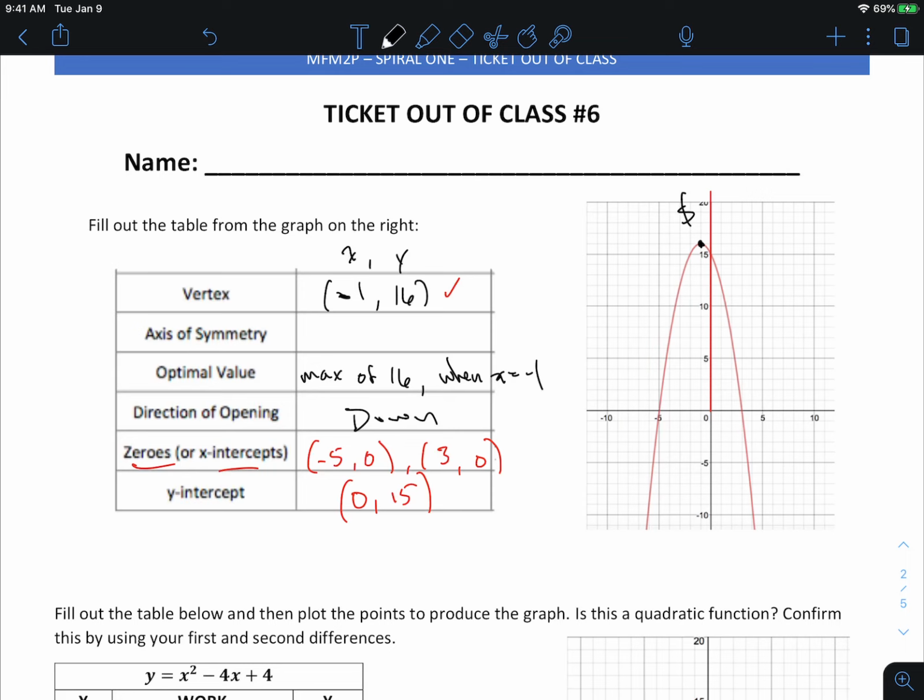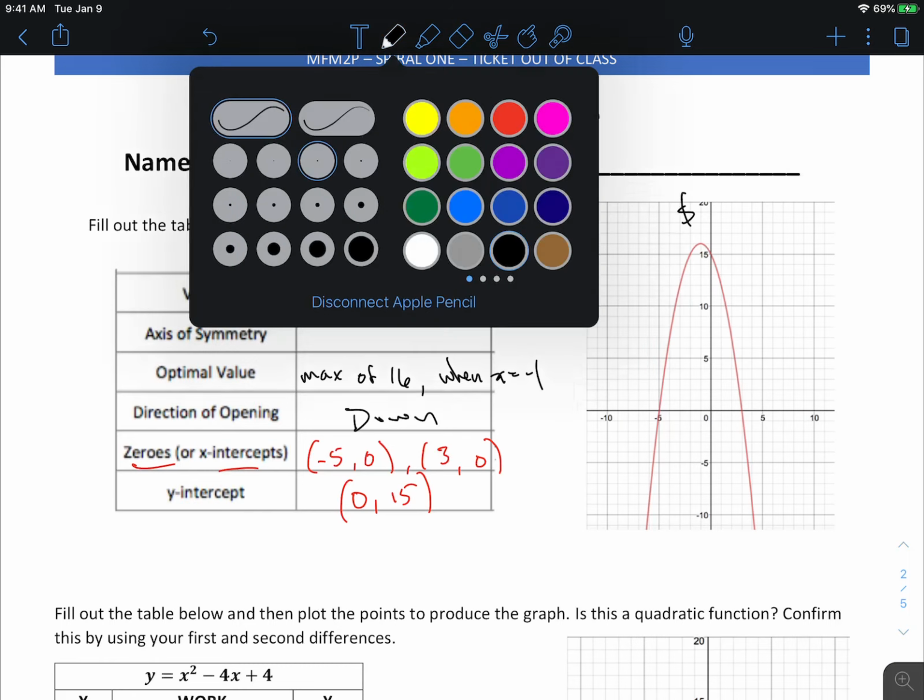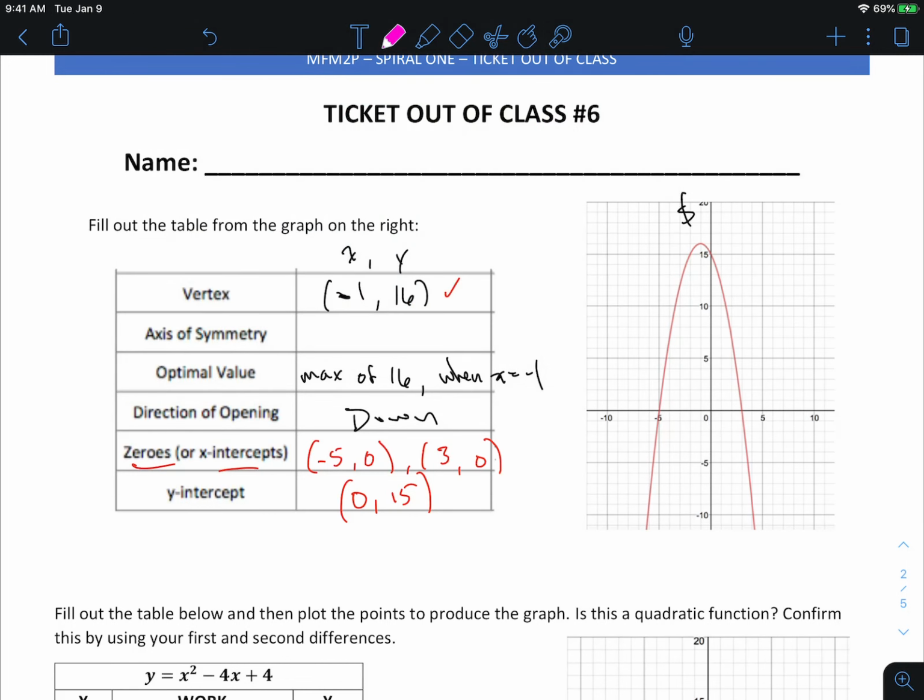But the last one, and maybe the hardest, is going to be this axis of symmetry. Do you know how to find this? Actually, it's not even hard. Okay, so the axis of symmetry is like, if you were to look at the graph, where could I draw a vertical line? Okay, I'll word it like this: where can I draw a vertical line on here so that the graph is split perfectly into 2 equal halves?